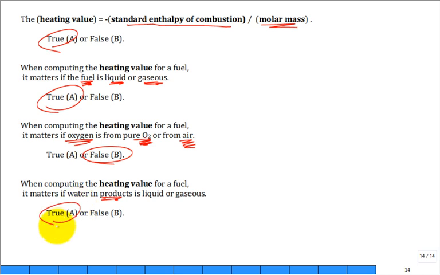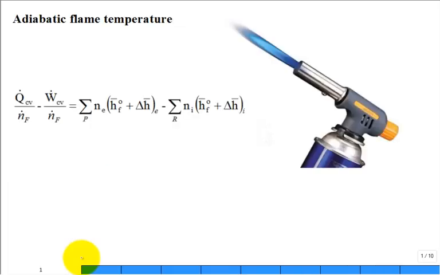Good? You ready to press forward? This is the part that I really, really like. Adiabatic flame temperature. A lot of us have used things to make things hot. Maybe a propane torch, maybe cutting torch, maybe acetylene, welding, cutting. Anybody ever used something like that? One person, two people. Yeah.